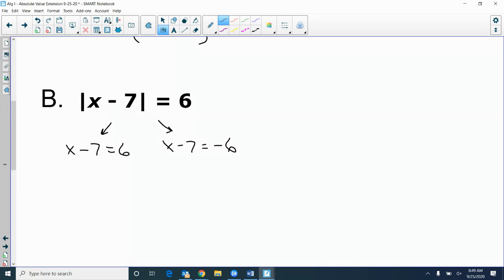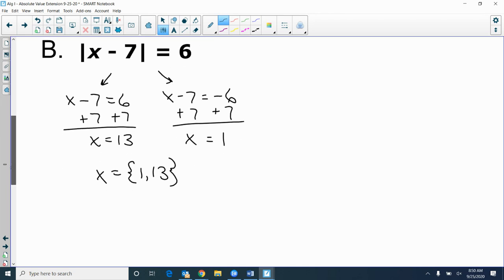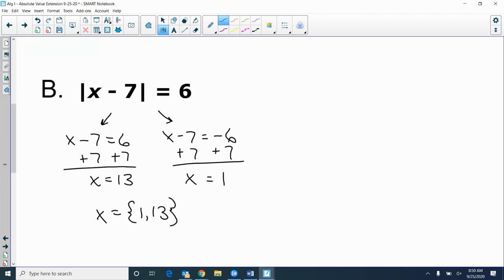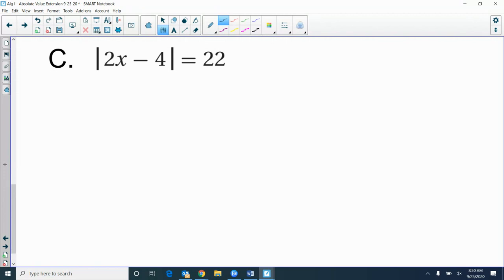Add 7. I got x equals 13. Add 7 on the other side, and what's negative 6 plus 7? Positive 1. Okay, so I got x equals 1. So my two cases are here, 1 and 13. All right, so it's really doing nothing new. Just break it up into two cases based upon where the absolute value is. All right, so you get C there.